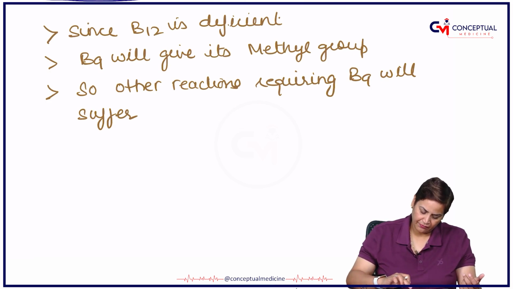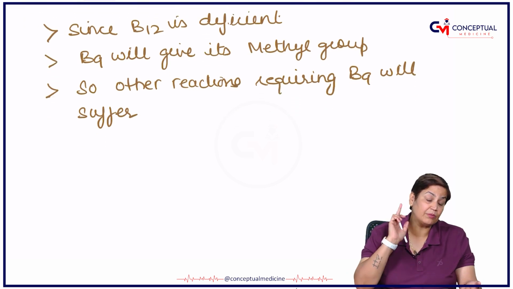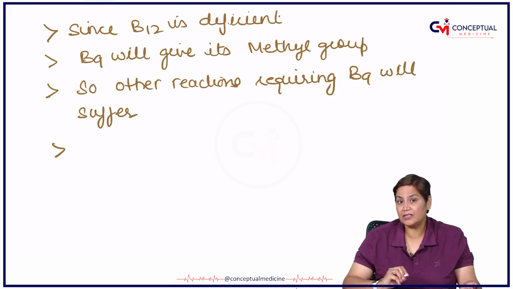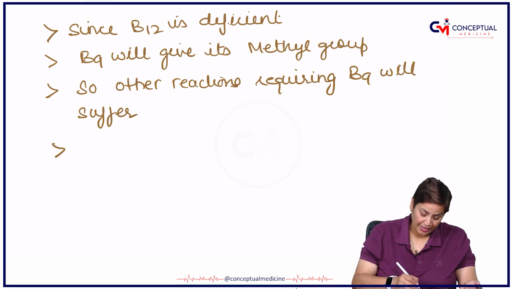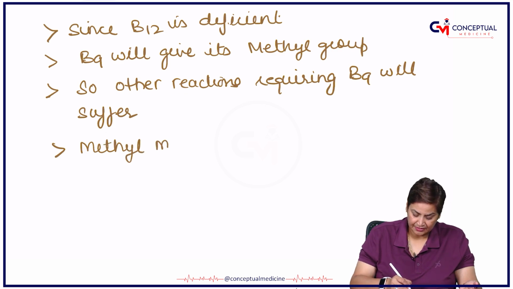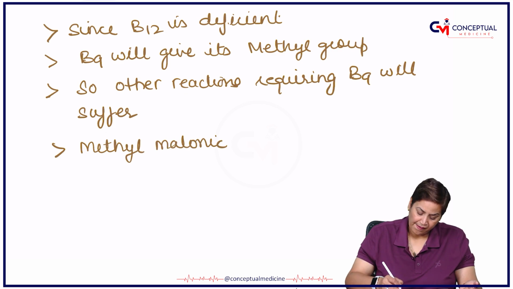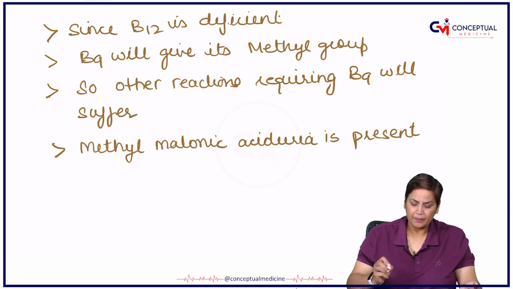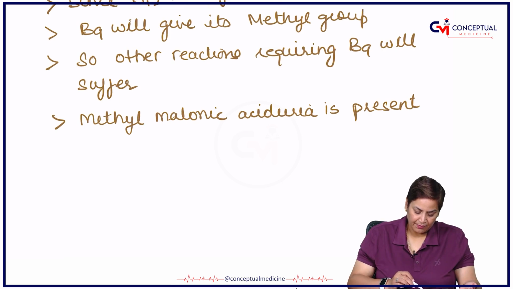And if I say B12 is deficient, one more reaction here is that the patient will suffer from methylmalonic aciduria. Why? Because methylmalonate always requires B12 for its function. So I can say that methylmalonic aciduria will be present. This is also one of the very important features.